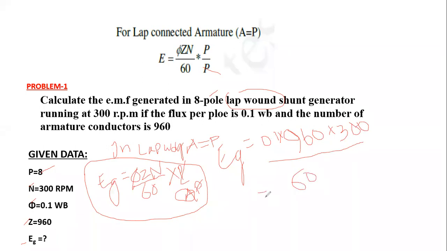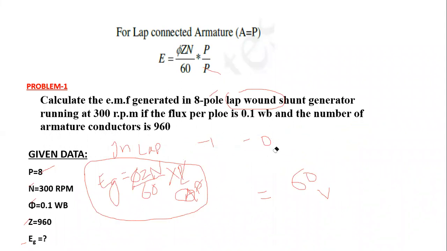Okay, this is the EMF generated in the case of a DC generator: 0.1 into 960 into 300 by 60. The unit for the EMF generated, EG, is volts. It will be measured in volts. This is the problem related to the EMF generated in the case of a DC generator.